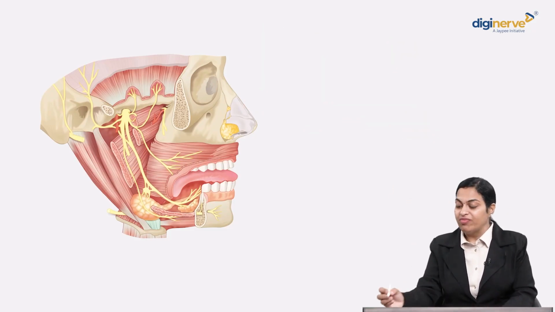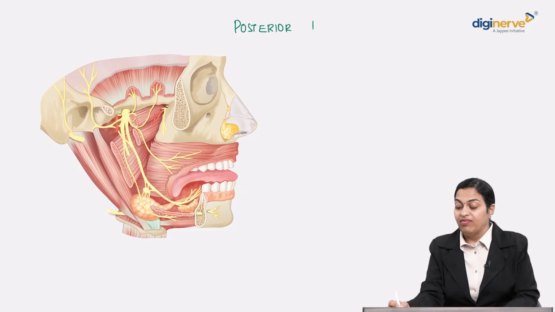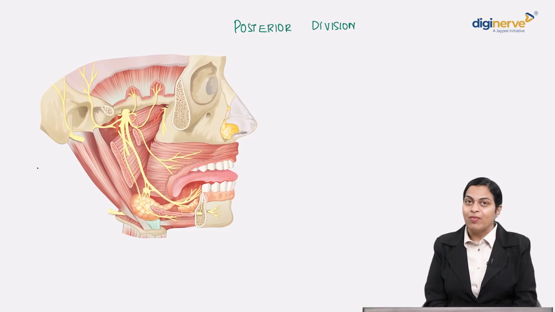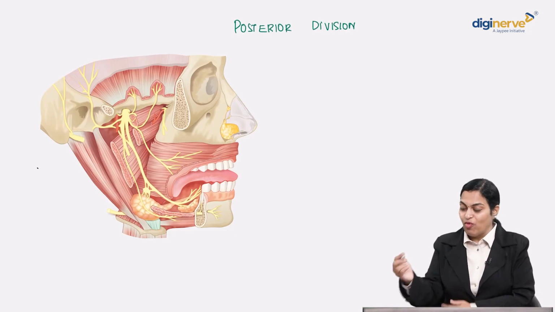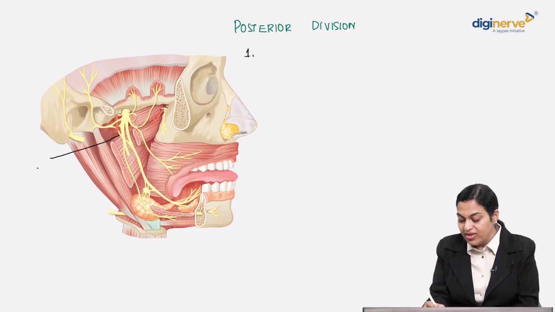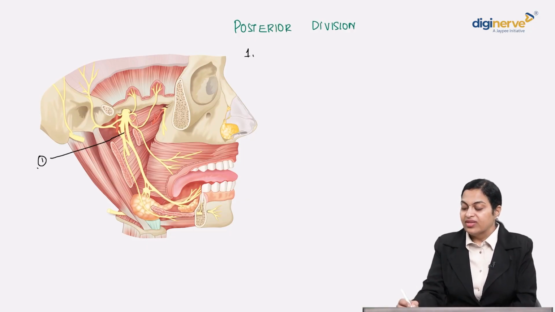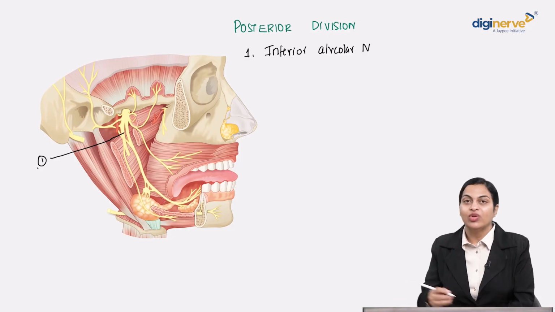Now let us move on to the branches coming from the posterior division of the mandibular nerve. Very, very, very important, right? There are three branches coming from the posterior division and it is important to know them. The first one is the inferior alveolar nerve. You know why it is called inferior alveolar nerve?